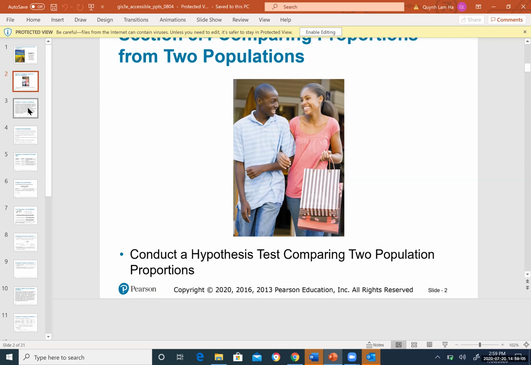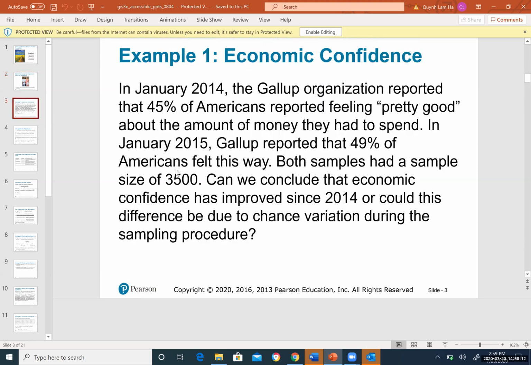And how does the question look like? It's actually similar to 8.3, but this time they give us two groups at a time. Okay, two independent groups at a time.